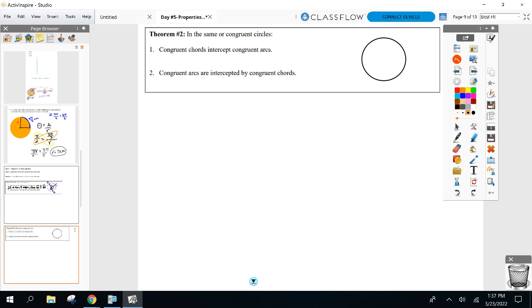I'm going to go through these a little quicker than I probably should, but I want to get to the application part. Do me a favor. We got circle O again. I know I'm being creative. Circle O. Can you please draw in chord AB somewhere in that circle? Could you also draw in chord CD somewhere in the same circle and make them look congruent? Make AB and CD look congruent. I don't care where you put them, but make them look congruent.